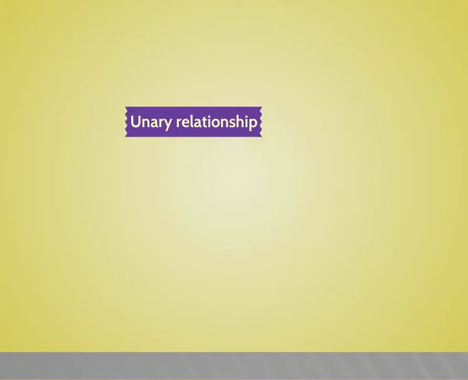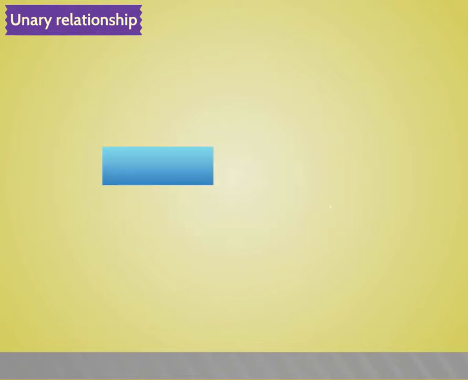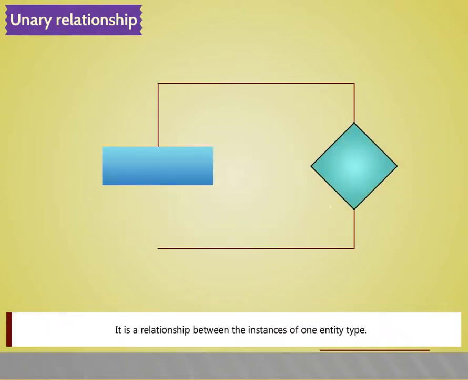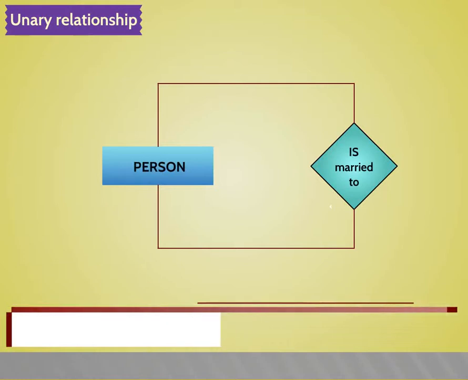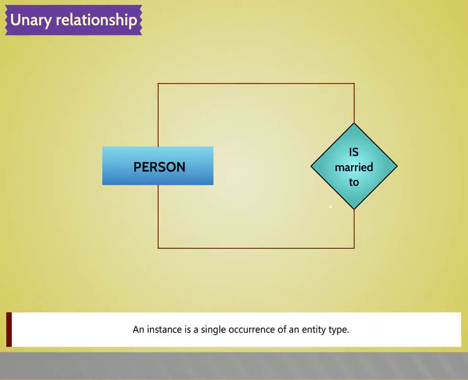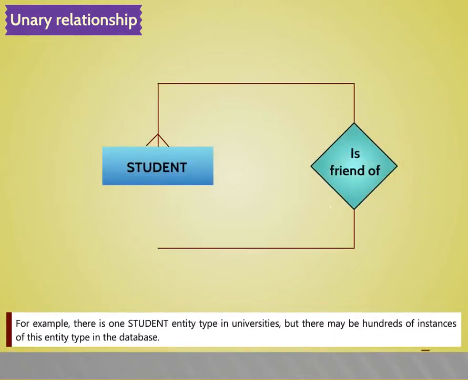Unary relationship. Unary relationship is also called recursive relationship. It is a relationship between the instances of one entity type. An instance is a single occurrence of an entity type. For example, there is one student entity type in universities, but there may be hundreds of instances of this entity type in the database.